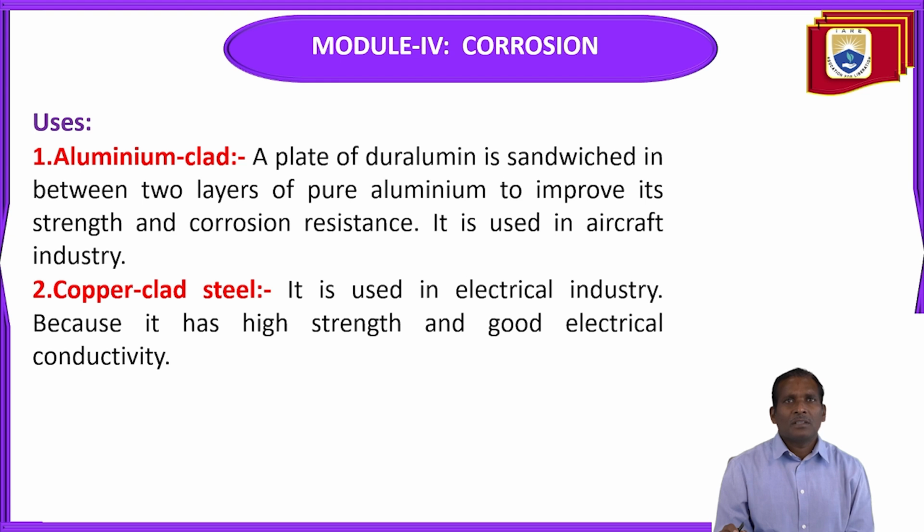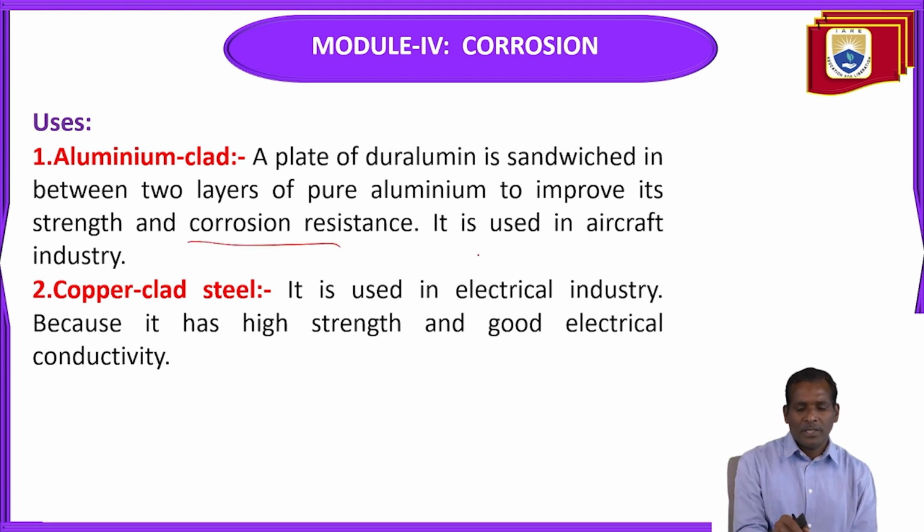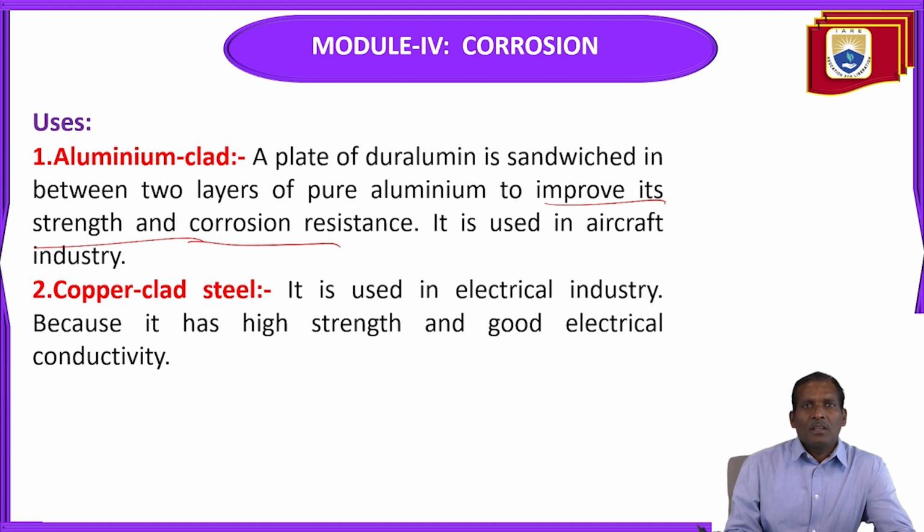Next, uses. Aluminum clad: a plate of duralumin is sandwiched in between two layers of pure aluminum to improve its strength and corrosion resistance. So the main use is to improve strength and corrosion resistance. It is used in the aircraft industry. Copper clad steel is used in the electrical industry because it has high strength and good electrical conductivity.